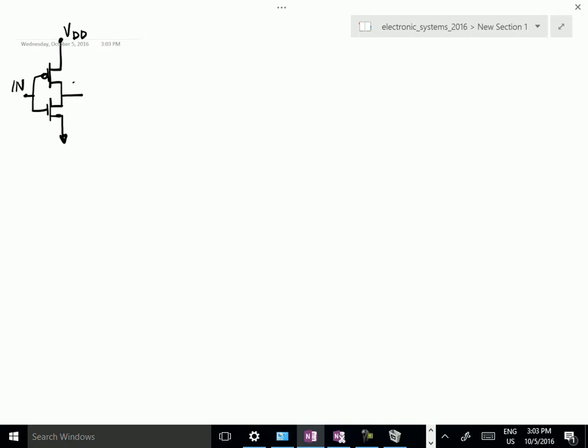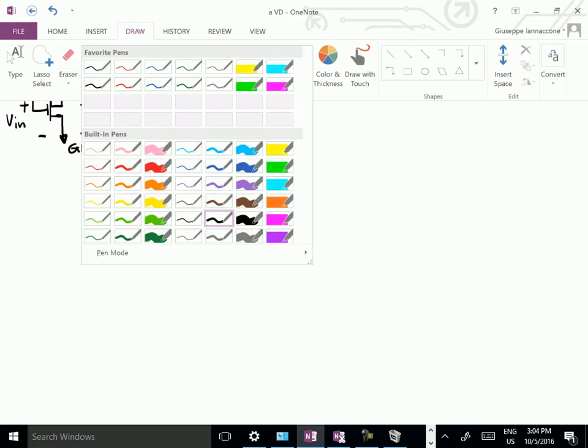This is the input, this is the output, so this is ground, which means then this is V in between the input and ground, and the output voltage is this V out. Of course, we know the current voltage characteristics of the PMOS and of the NMOS, and then we can compute the so-called transfer characteristics of the CMOS inverter. Let's do it.